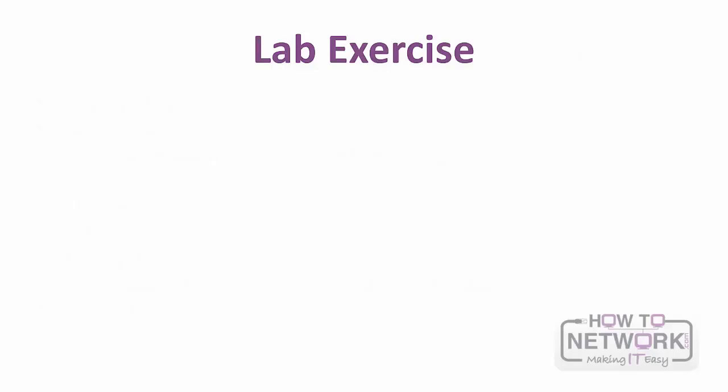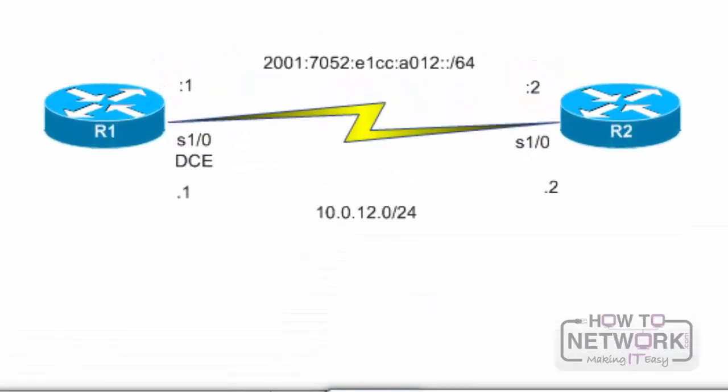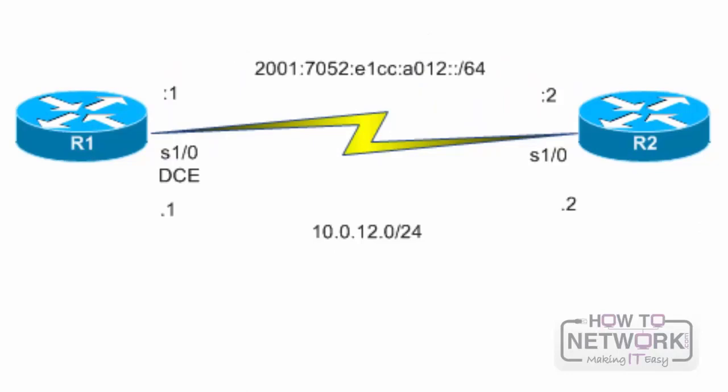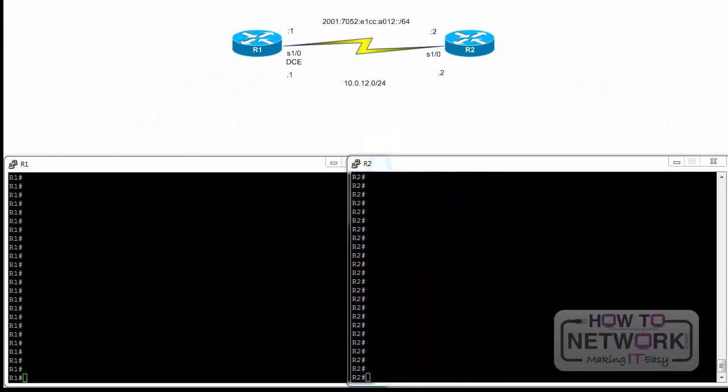Now we will jump to the lab exercise, in which we will complete a packet analysis of both IPv4 and IPv6 traffic using Wireshark. We will use this simple topology where we have two routers, R1 and R2, connected back-to-back using serial 1/0 interfaces on which they run both IPv4 and IPv6. IPv6 addressing and enabling IPv6 will be covered in detail in the following lessons. So for now, let's just configure per diagram what needs to be configured without going into too much detail.